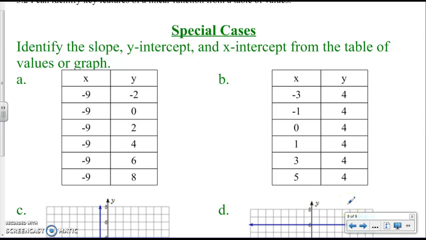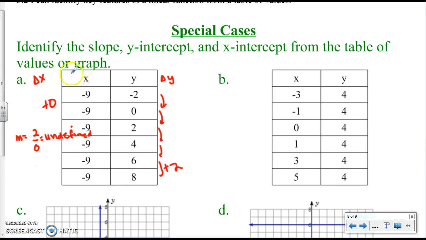So here's my example. Looking at tables first, notice here that there aren't any changes for my x's. They're all the same. So if I do that, and I have my pattern here, notice they're all adding 2. So there's my pattern for my y's. If I go to find my slope and do 2 divided by 0, and you type that in your calculator, you actually get an error. So what that means is our slope is undefined. Okay, that tells us we have a vertical line.